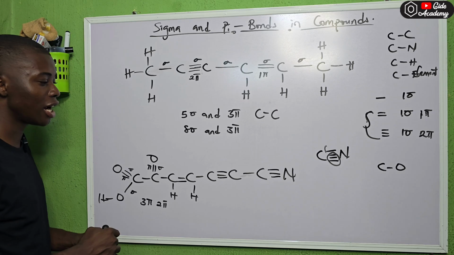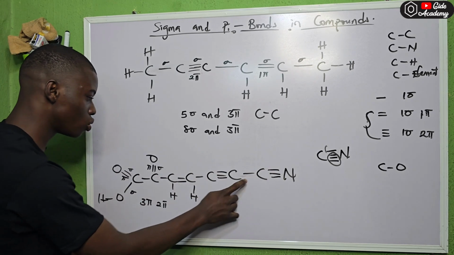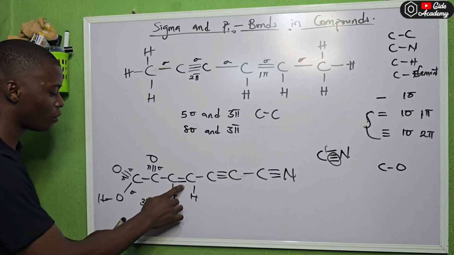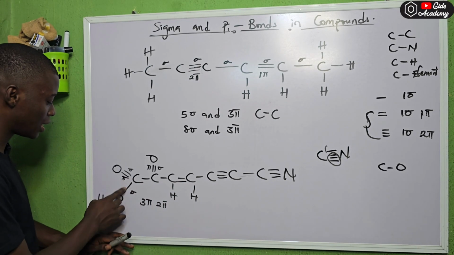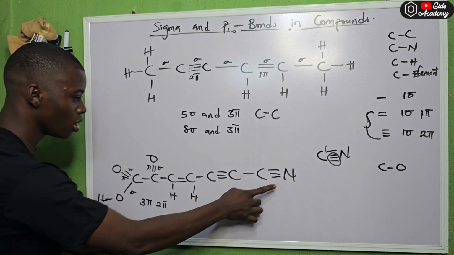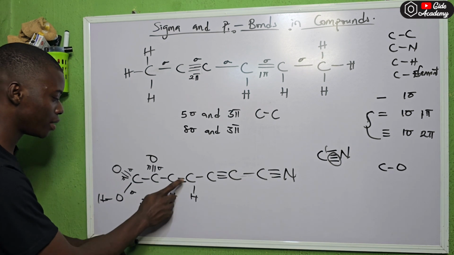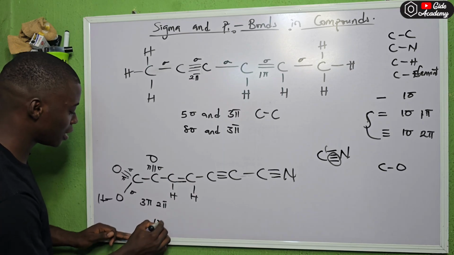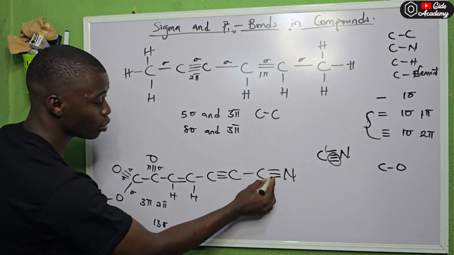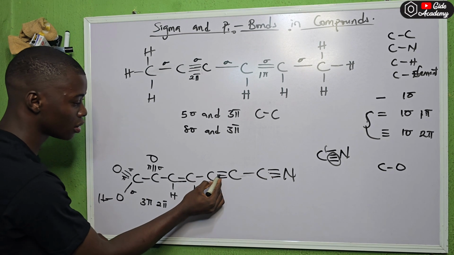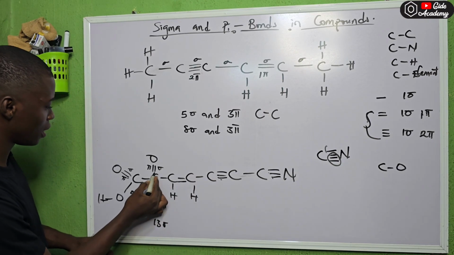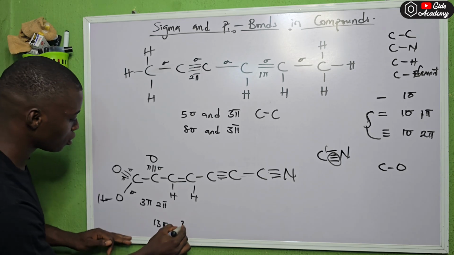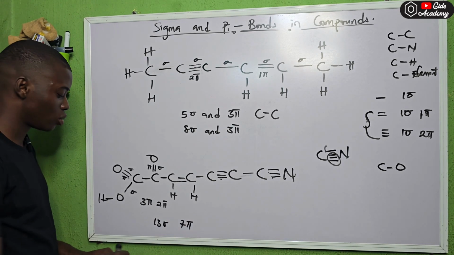2 pi. But for the general equation, like what I said earlier, every bond must be sigma. 1, 2, 3, 4, 5, 6, 7, 8, 9, 10, 11. Let me go again. 1, 2, 3, 4, 5, 6, 7, 8, 9, 10, 11, 12, 13. So it has 13 sigma. Let's check for the secondary bond. 1, 2, 3, 4, 5, 6, 7. So you have 7 pi. So that's how you do it.